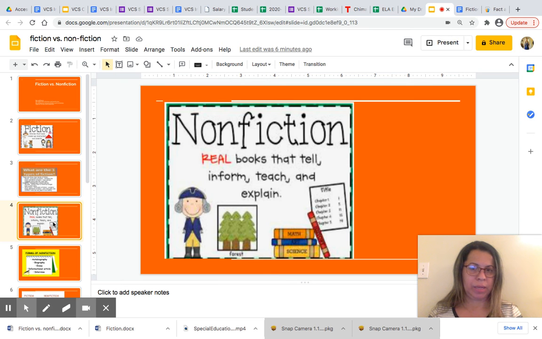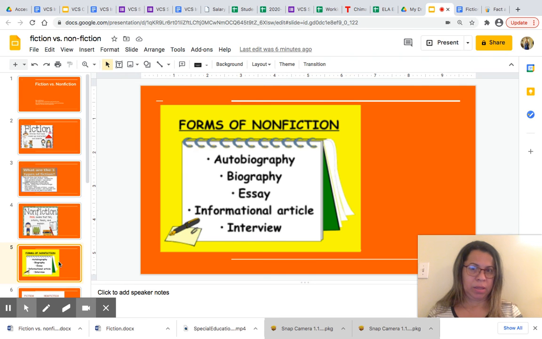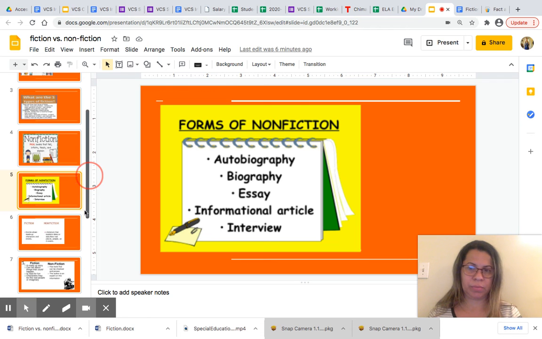Now, let's look at non-fiction. The definition of non-fiction is real books that tell, inform, teach, and explain. The forms of non-fiction: autobiography, biography, essay, informational article, and interview. Remember, fiction is not real, and non-fiction is real.